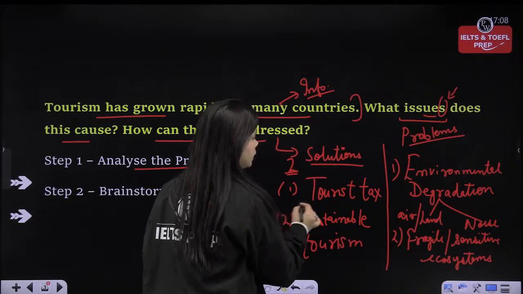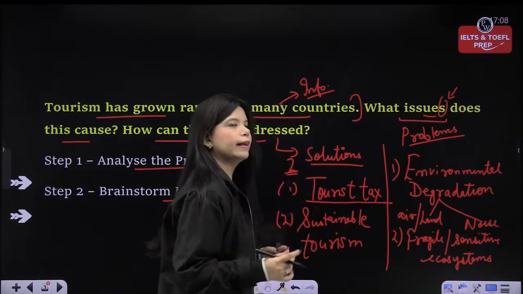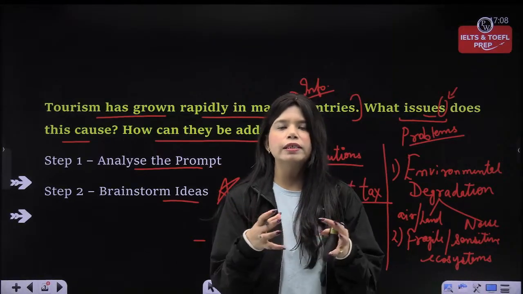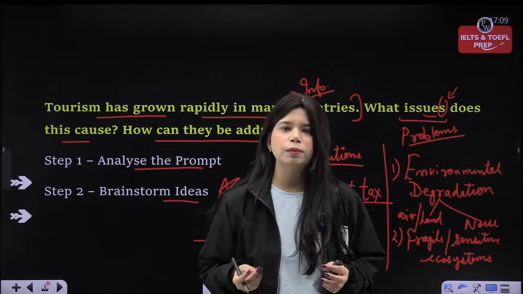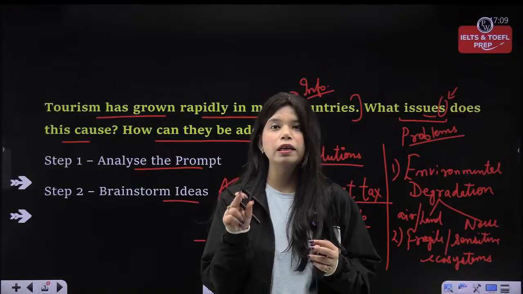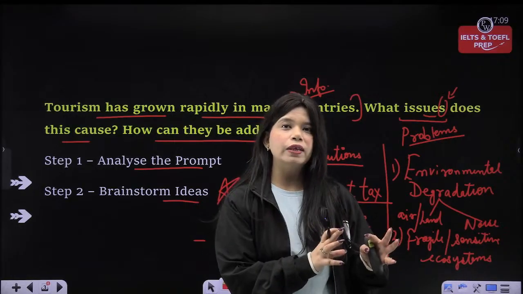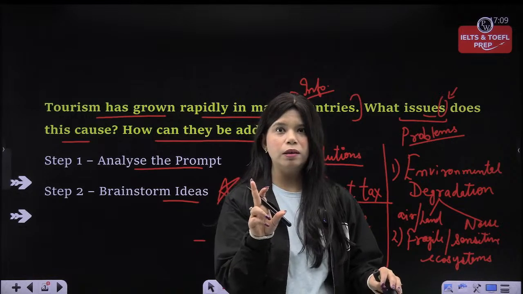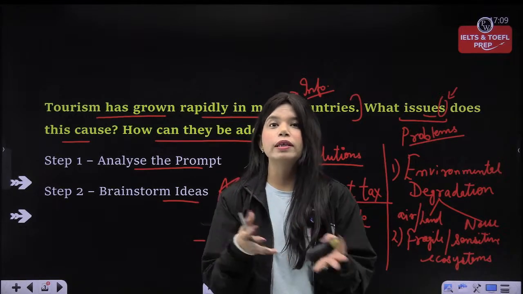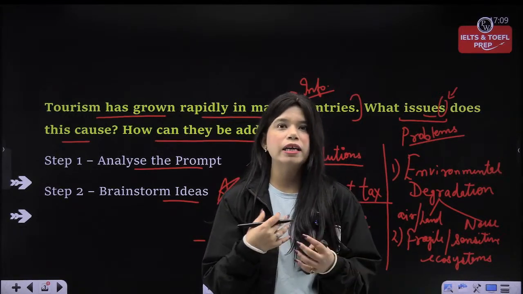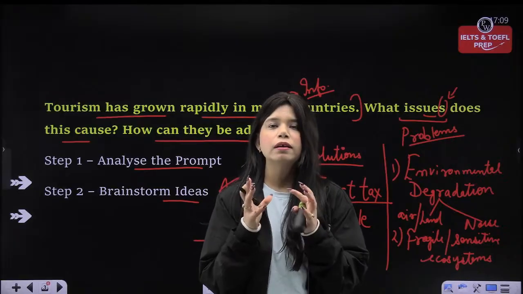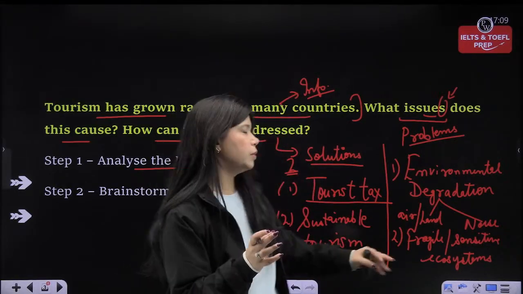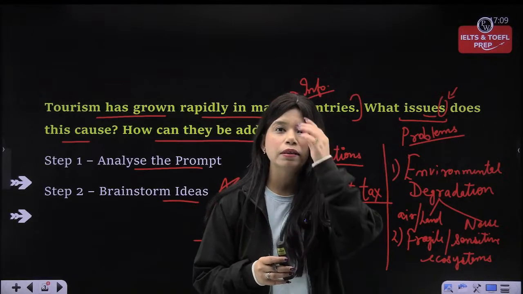Now, tourist tax is already something that has been implemented in certain places where tourists visiting a certain area are charged a small amount of money, and that money is used to maintain the facilities, to maintain the infrastructure of that site. That's our idea number one. So if tourists are coming to an area, then might as well charge them some money so that that area can be maintained. Okay. And solution number two is encouraging sustainable tourism.